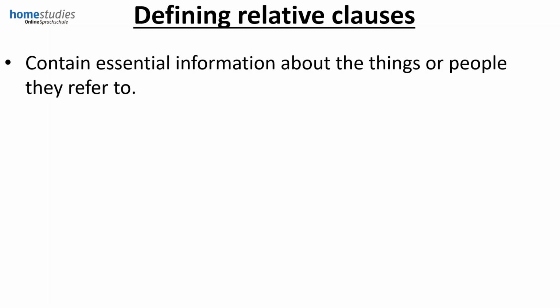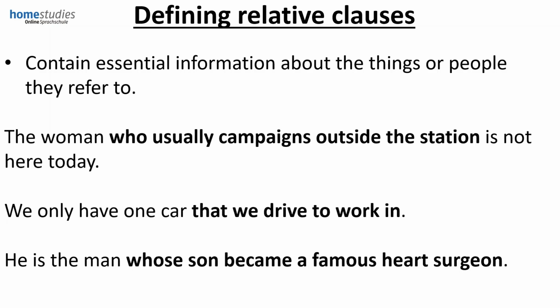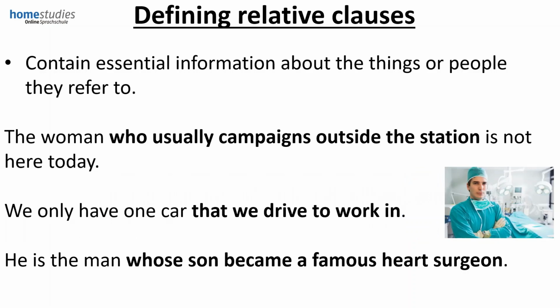So first of all, defining relative clauses. So these contain essential information about the things or people they refer to. Okay, so we know which person or thing is being talked about. Look at these examples. The woman who usually campaigns outside the station is not here today. We only have one car that we drive to work in. He is the man whose son became a famous heart surgeon. Okay, so in each of these examples, the clause identifies who or what is being talked about.